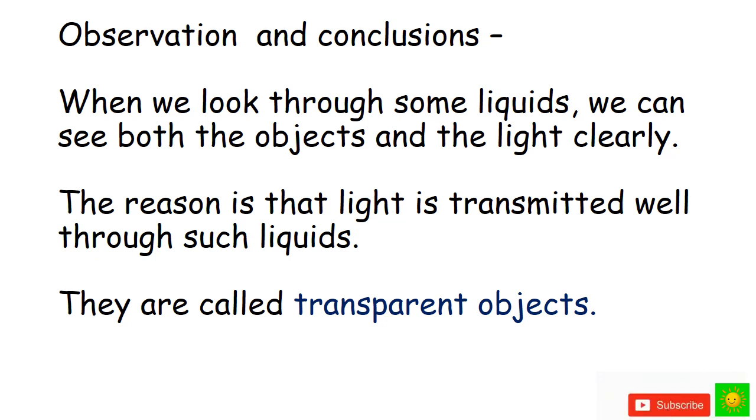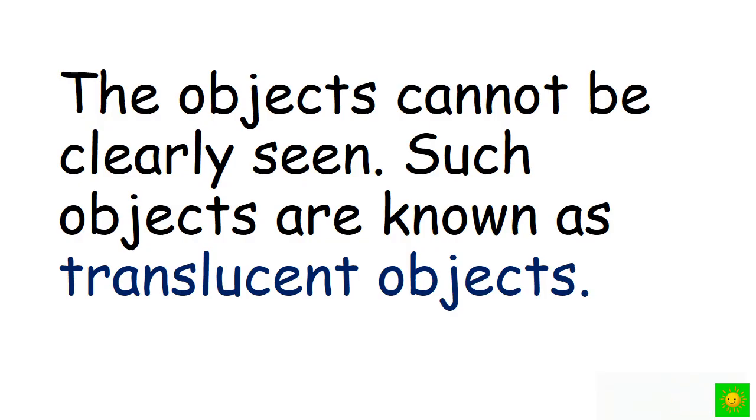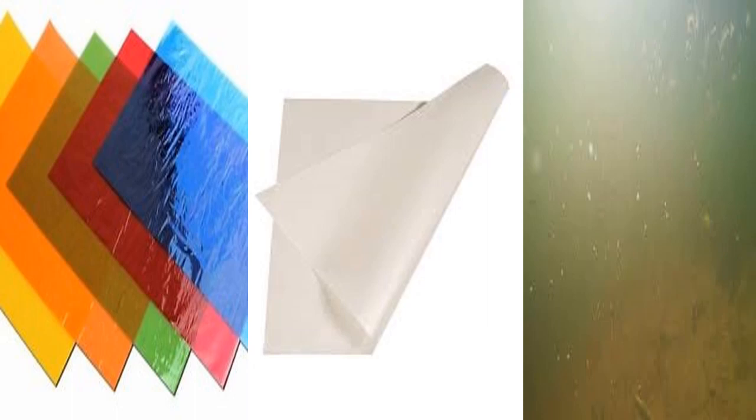They are called transparent objects. Glass and transparent colorless polythene are examples of transparent objects. When we look through oil papers, unclear water, colored cellophane papers, although the light can be seen, the objects cannot be clearly seen. Such objects are known as translucent objects. These are the examples.